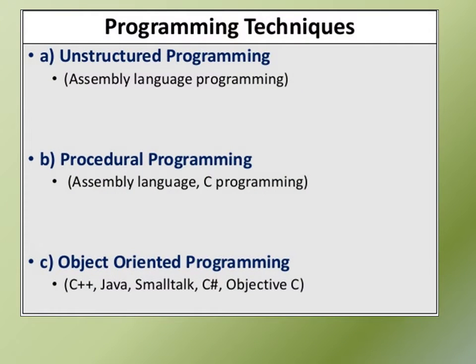Now we are going to learn the different programming techniques. There are unstructured programming, procedural programming and object oriented programming. Unstructured programming is a procedural programming in which the statements are executed in sequence as written. Assembly language is the example of unstructured programming language.